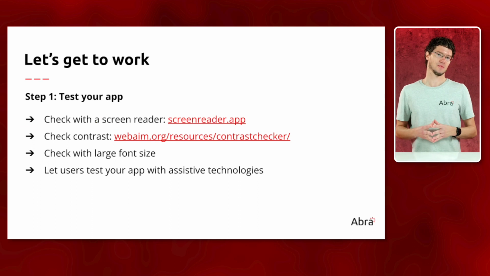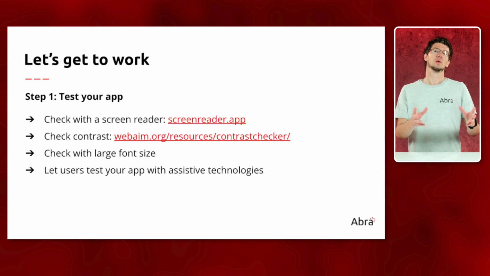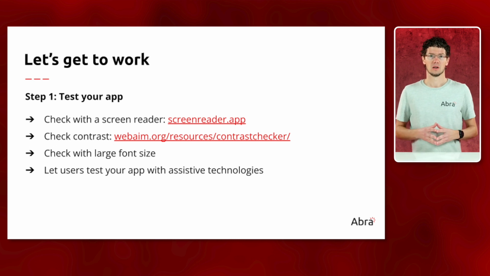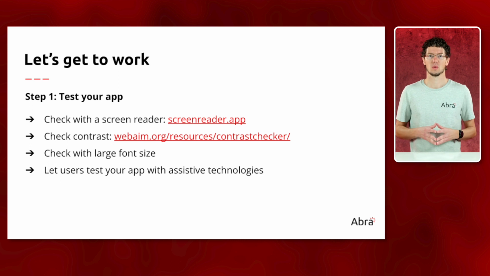Let's get to work. What are going to be your first steps? We will discuss testing and fixing your app. Let's start with testing. First, check with the screen reader. You learned the gestures on the screen reader app. So let's test everything as a label and if everything works when using the screen reader.